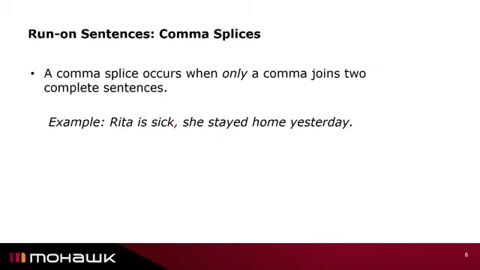There are two types of run-on sentences. The first are comma splices. This type of run-on sentence occurs when only a comma joins two complete sentences. For example, Rita is sick, comma, she stayed home yesterday. It's incorrect for a comma to join these two independent clauses.